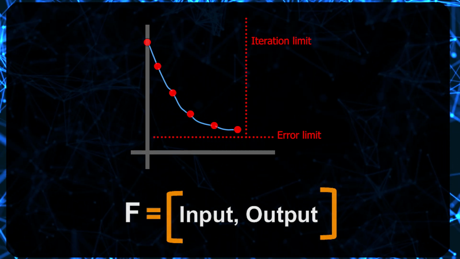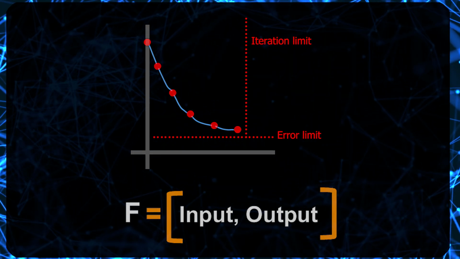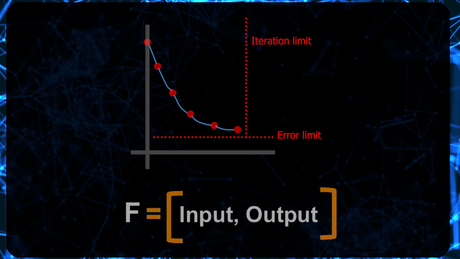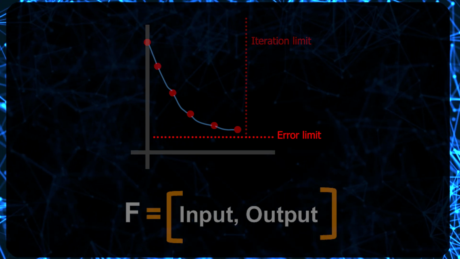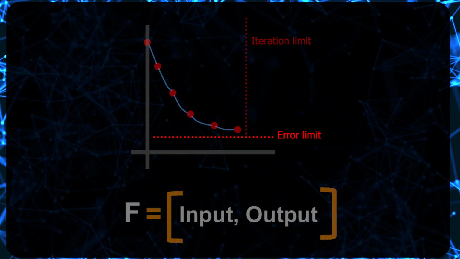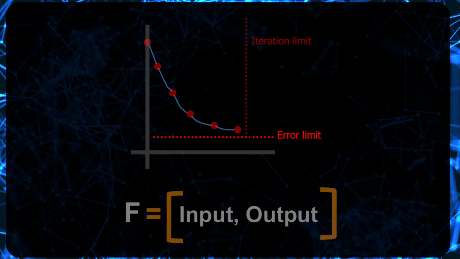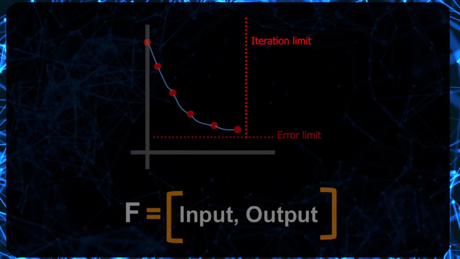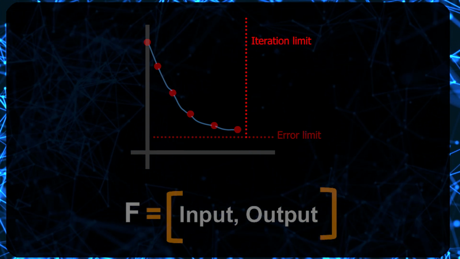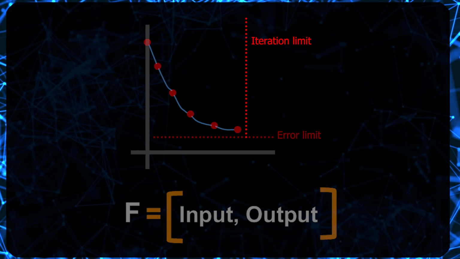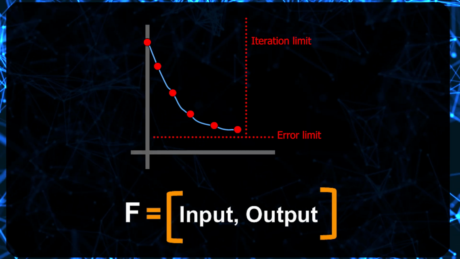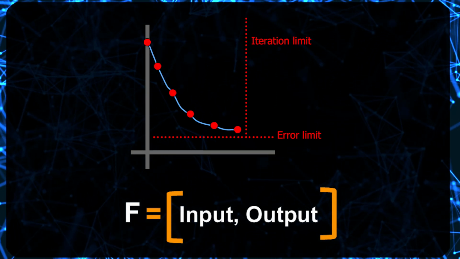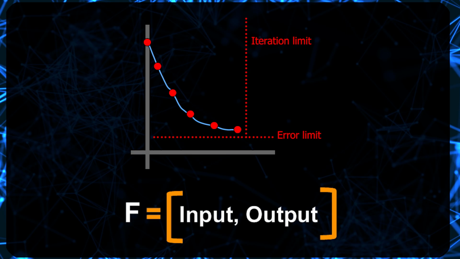Moreover, to ensure that the model does not train indefinitely and reaches optimal performance, an error limit and an iteration limit are established. The error limit defines the minimum accuracy threshold that is desired to be achieved, while the iteration limit sets the maximum number of times the algorithm will adjust the weights. These limits help prevent overtraining and guarantee efficiency in the learning process.